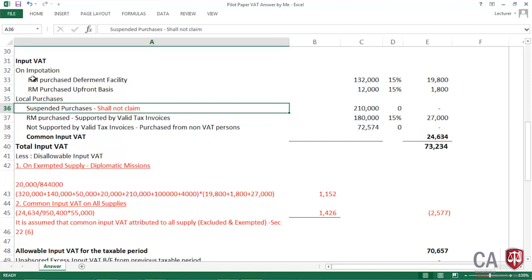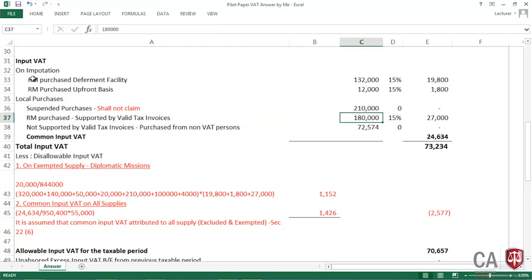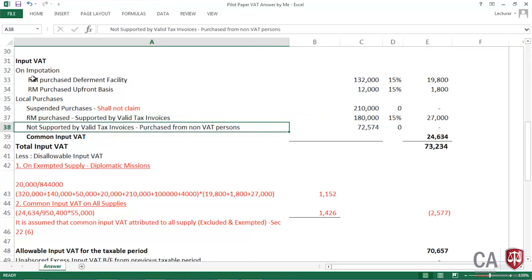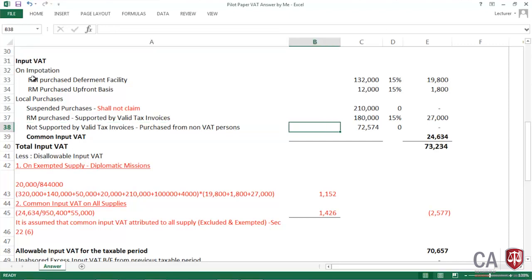No cash inflows and no cash outflows, I will discuss that part. Then raw material purchase supported by valid tax invoices, it is 180,000 into 15%, 27,000. Then not supported by valid tax invoice, purchase from a non-VAT person, 72,574, for that entire amount we are not in a position to claim input VAT, because it is not supported by a valid tax invoice, as mentioned in section 20.